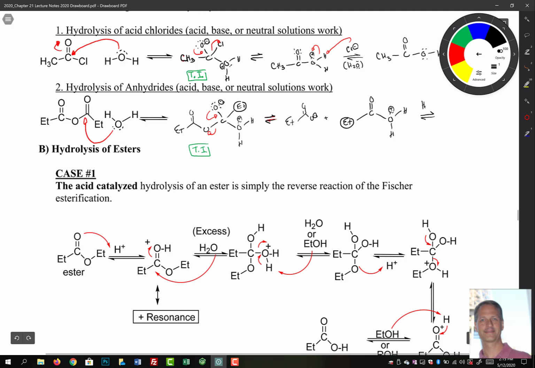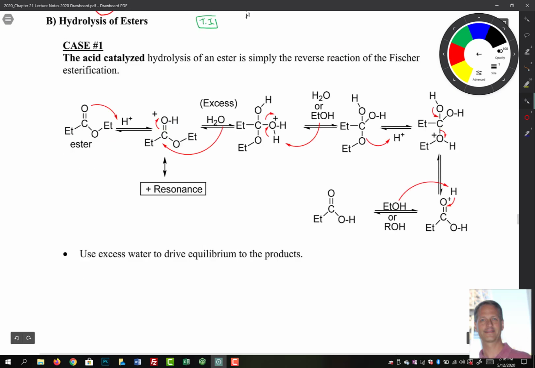You can use water here. You could use, if you wanted to, this also. We're just going to grab one though, so we're going to do this. That'll give us our ethyl, our carbonyl, and your OH, just like so. And there you have your anhydride hydrolyzed. So the hydrolysis of esters is actually just the reverse reaction of the Fischer esterification.